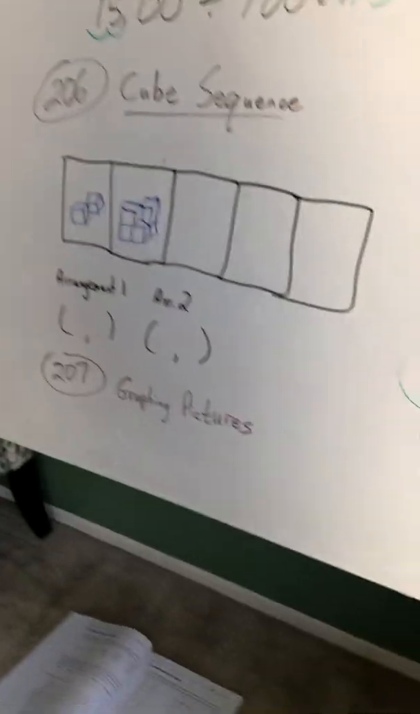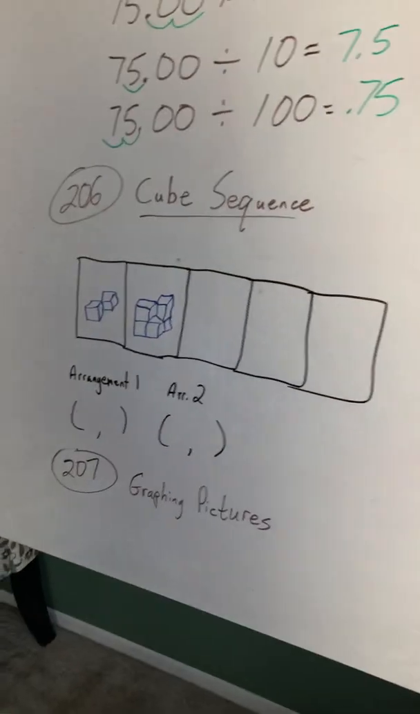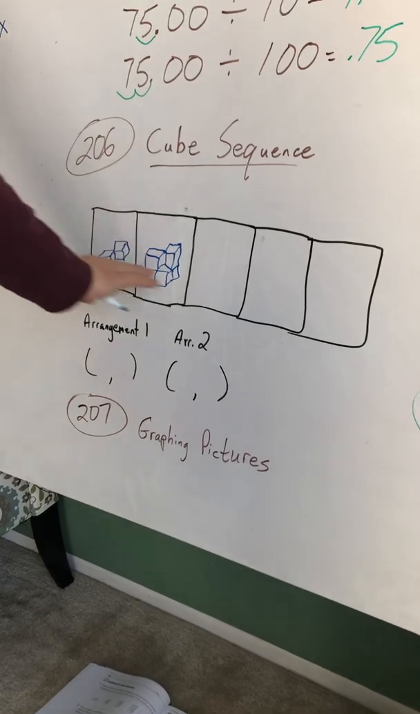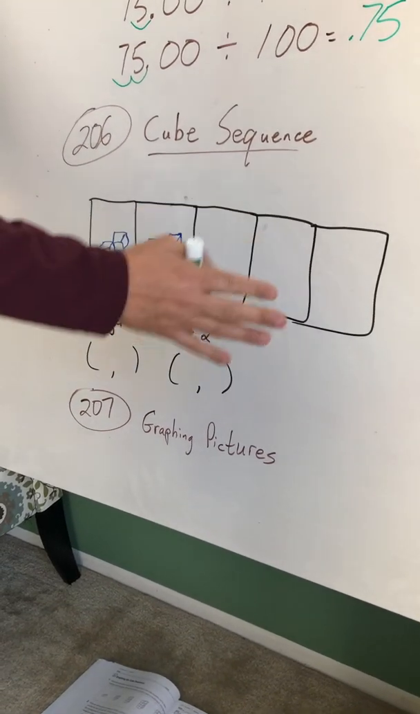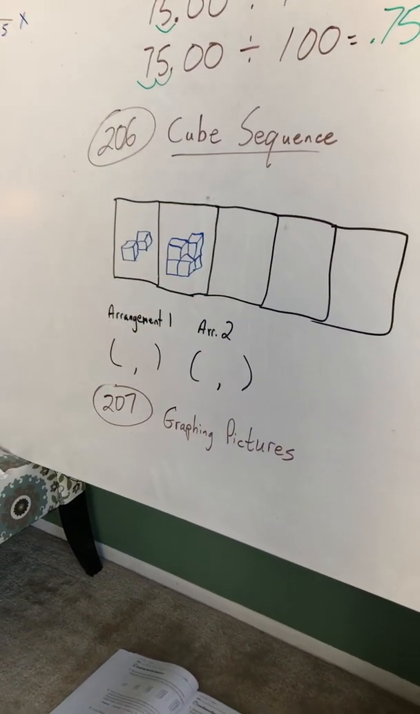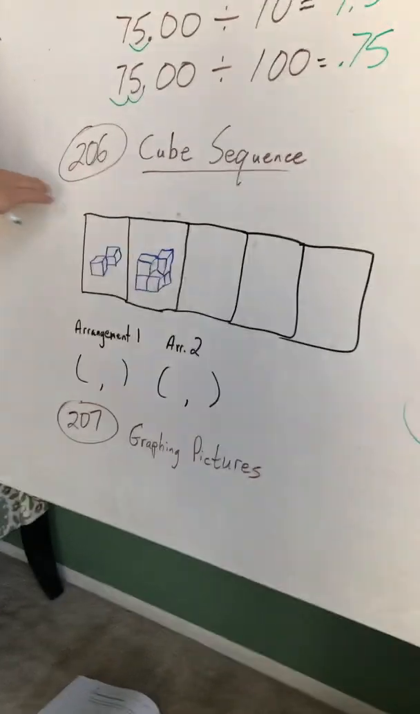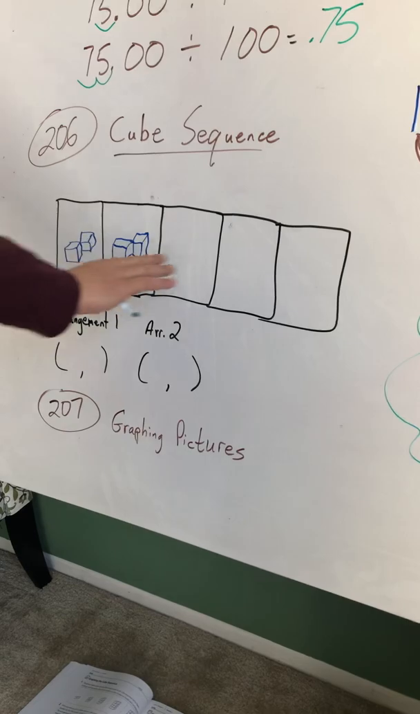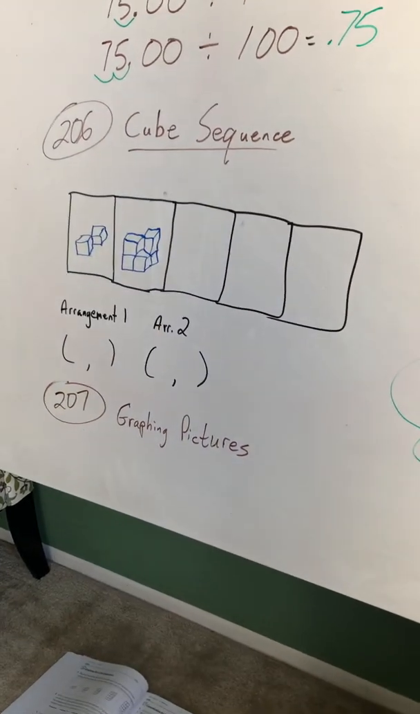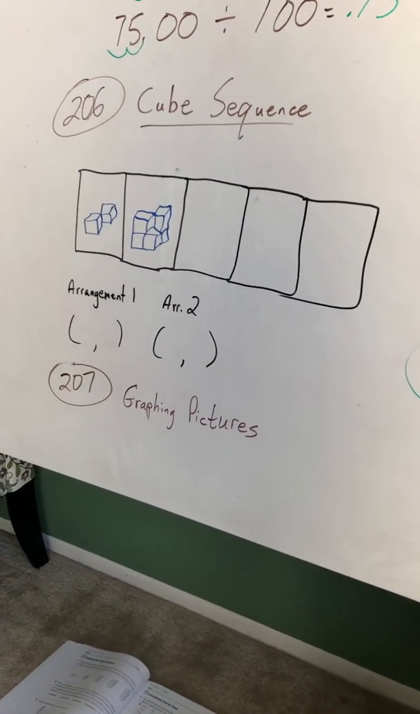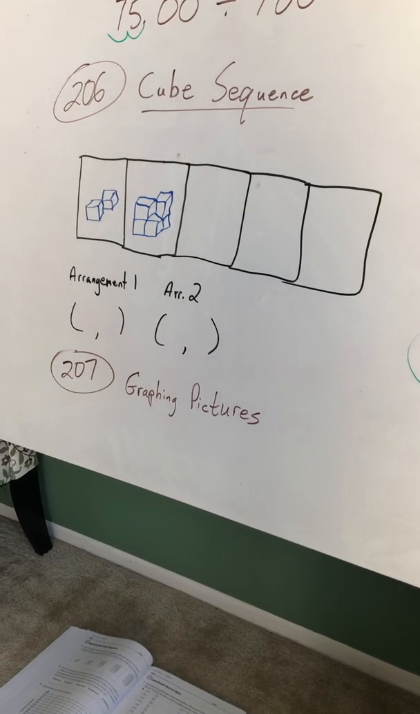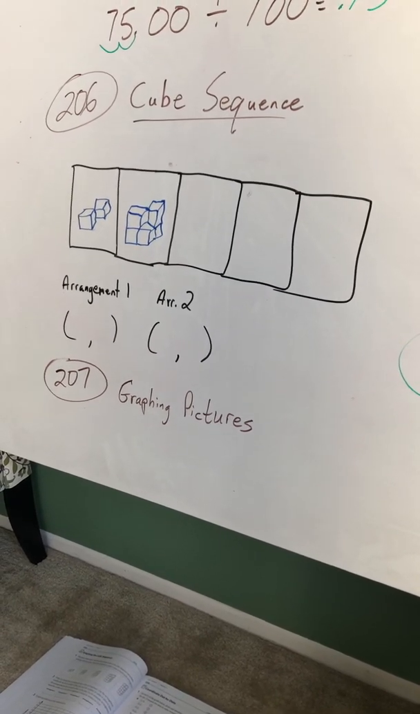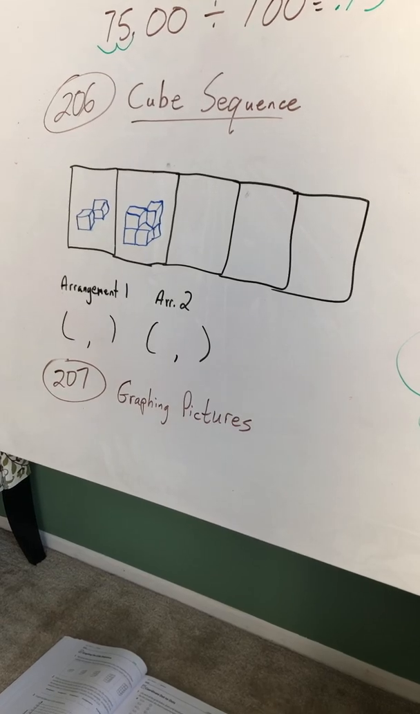206 is really cool. It's called cube sequence. And what they're going to give you, I really tried to do some 3D here, but you can see I'm not all that great, especially on this wobbly whiteboard. But they're going to give you 5 arrangements, and they're going to have you look for a pattern, okay? And you'll see that it's not hard. You'll see what's going on. You just take a look at it.